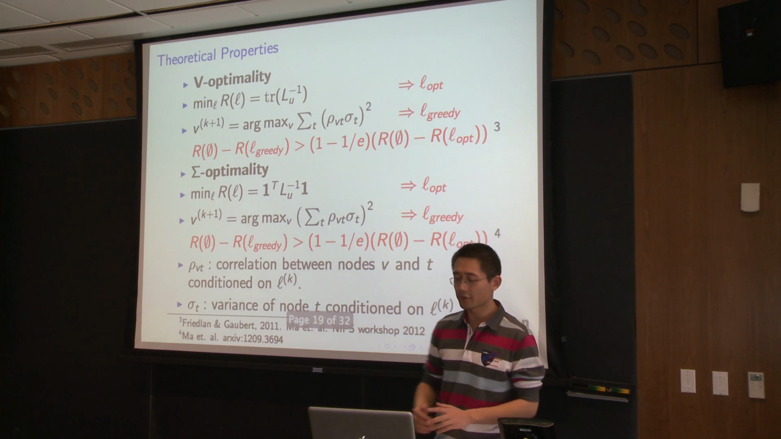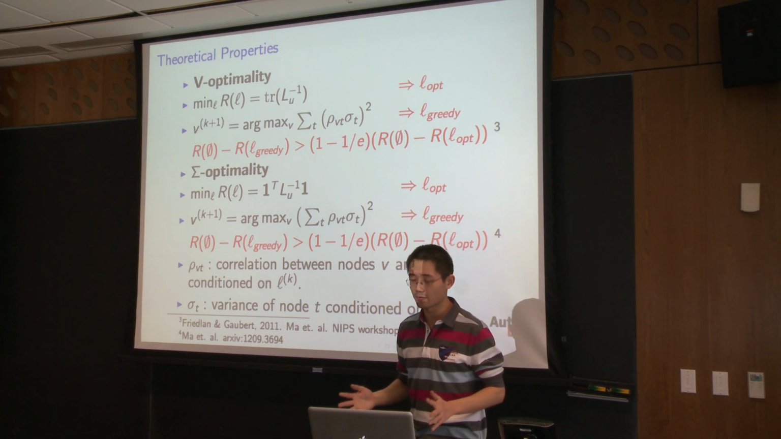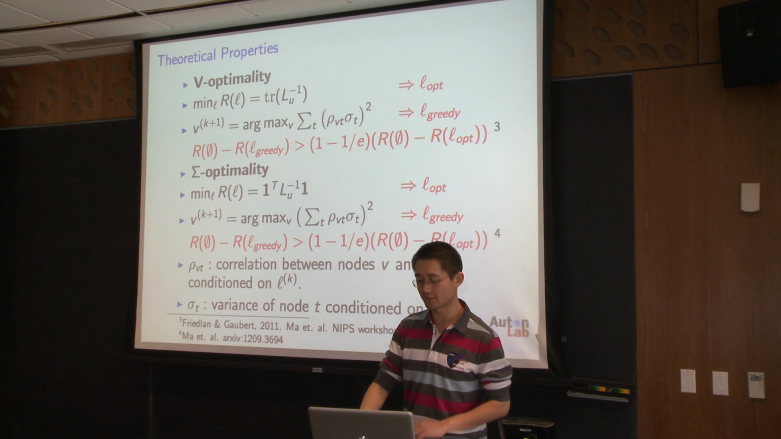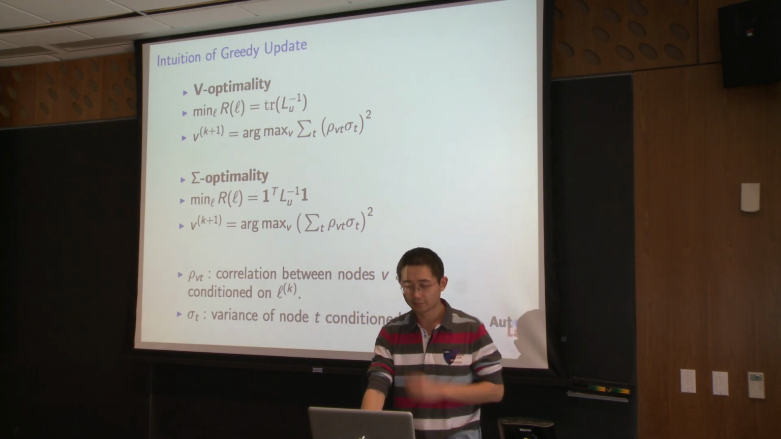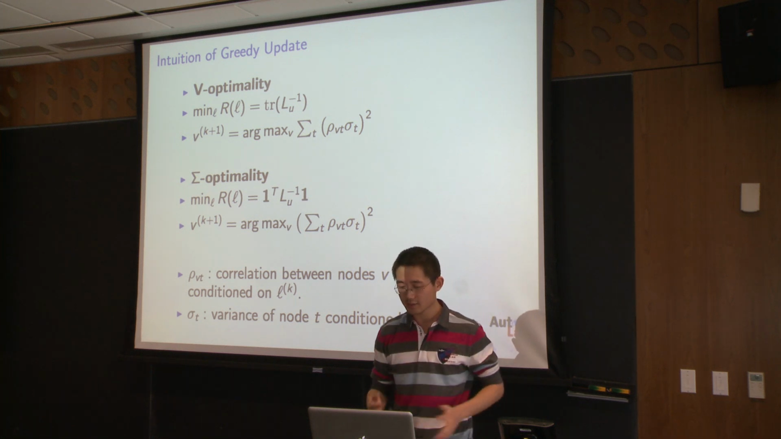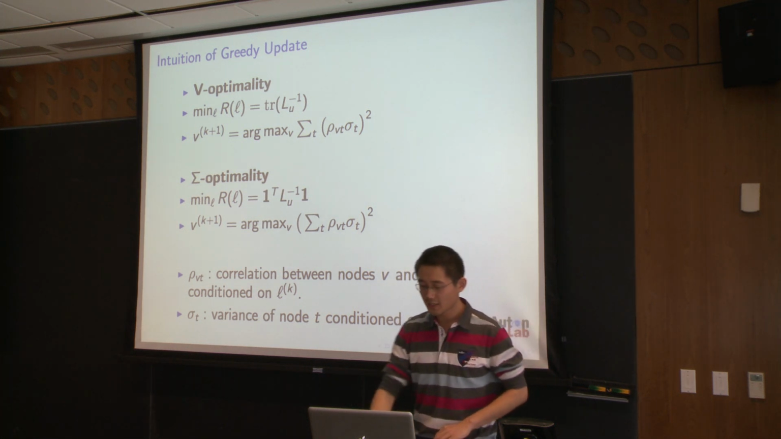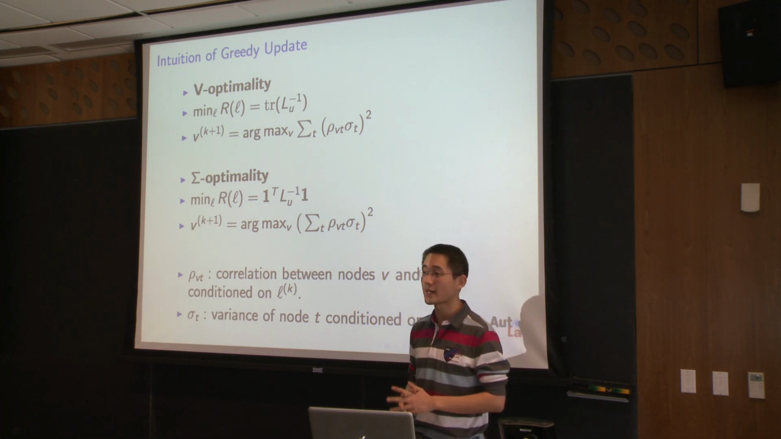And by the way, if you show this is a submodular monotone function, then you get this bound for free. There's this well-known result. And now let's address the problem, which one works better in the active classification problem. It turns out that sigma optimality actually works better.